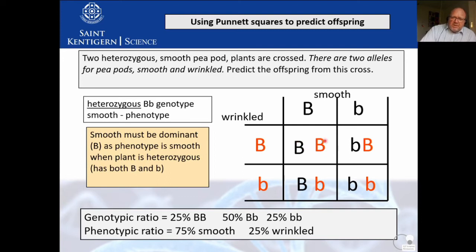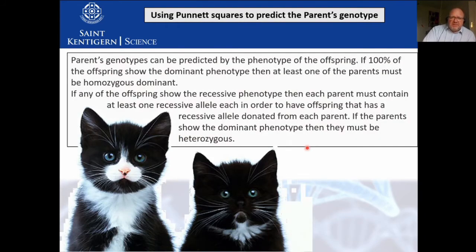Genotype ratio, 1-to-2-to-1. Phenotype ratio, 3-to-1. And you have to write 3 smooth to 1 wrinkled. If you don't have the word wrinkled or smooth there, you cannot get excellence.